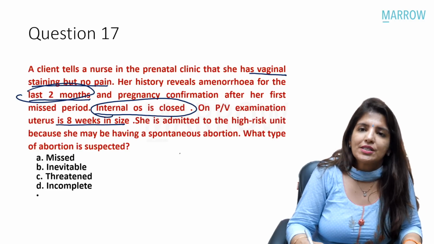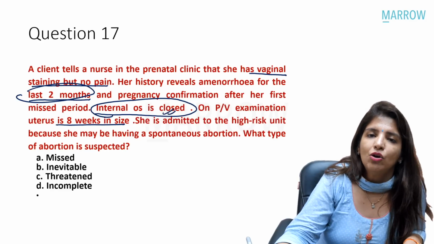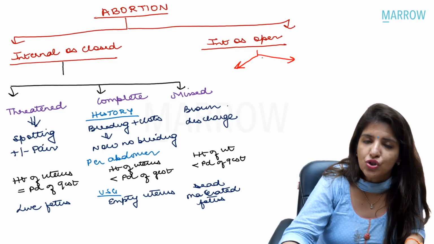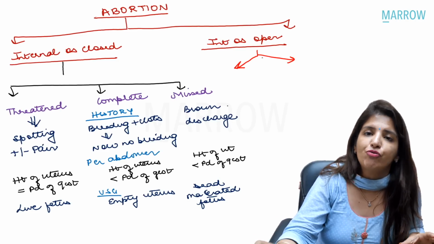What type of abortion is suspected? So over here, the most important thing is that the internal os is closed. Now, whenever internal os is closed, there are 3 differential diagnoses which should come to your mind in terms of abortion.